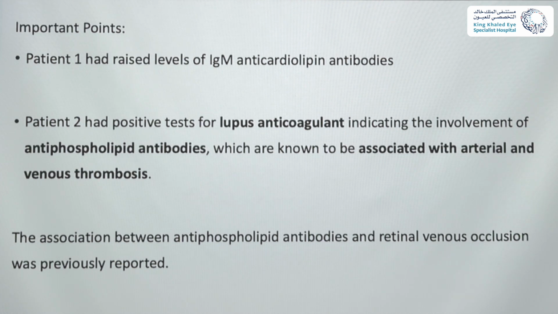There are some important points that we should mention. Patient number 1 had raised levels of IgM anticardiolipin antibodies, and patient number 2 had a positive lupus anticoagulant. This indicates the involvement of antiphospholipid antibodies, which are known to be associated with arterial and venous thrombosis. The association between antiphospholipid antibodies and retinal venous occlusion was previously reported and it's well known.